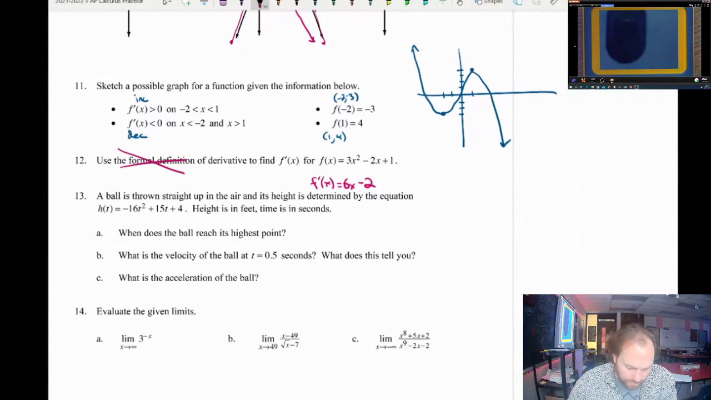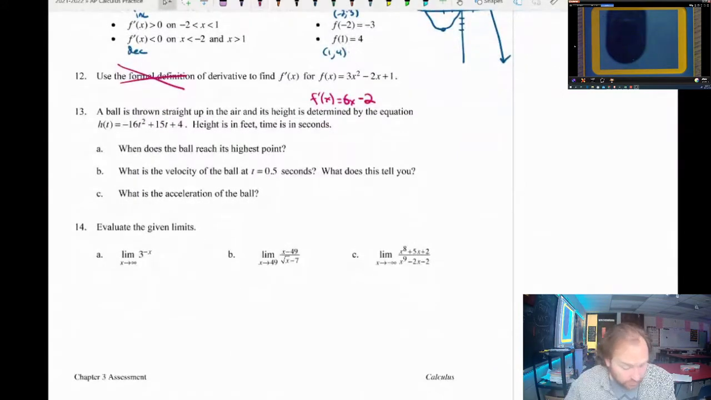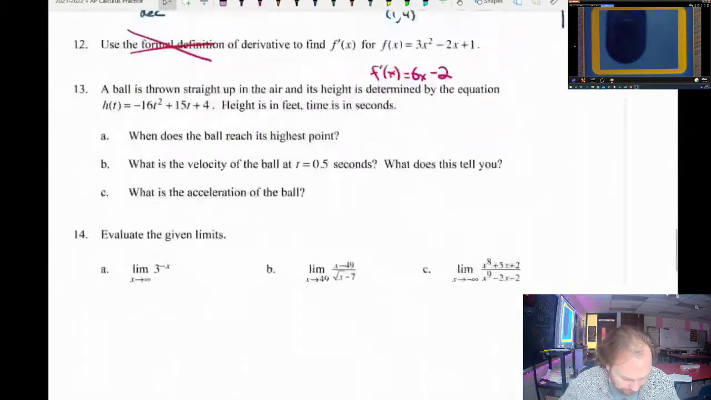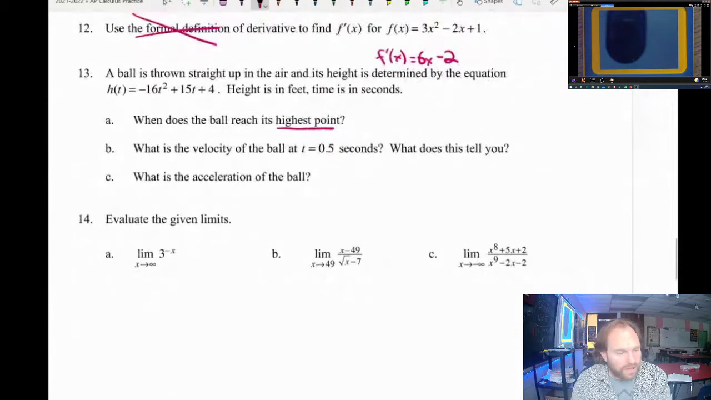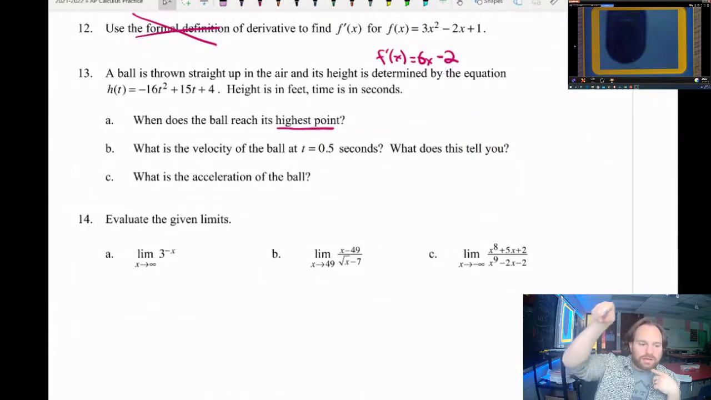Height in there. Let's see. Okay, so this is a classic calculus question. We know the height function. We want to know when the ball reaches its highest point. If you think about this graph right now, you could graph it really quick on a calculator. It'll be a parabola, and its highest point will be right kind of in the middle.